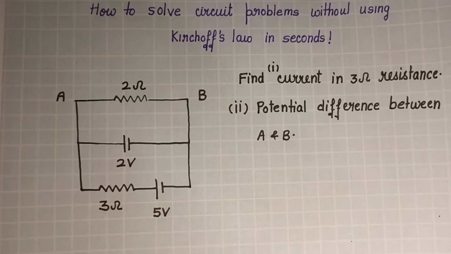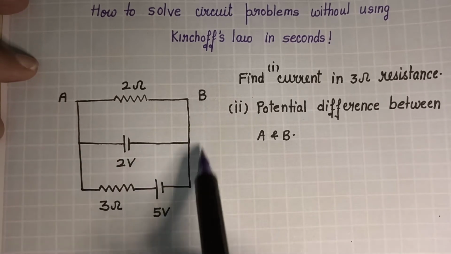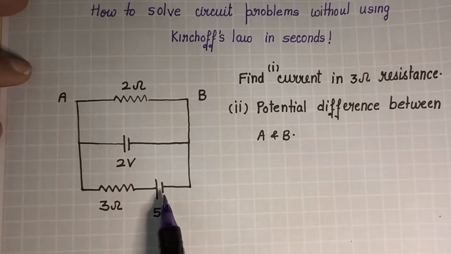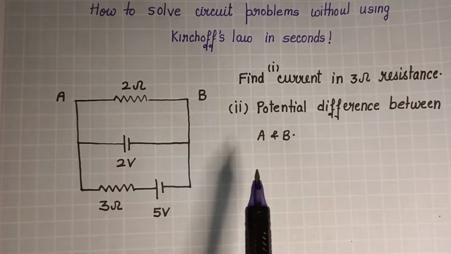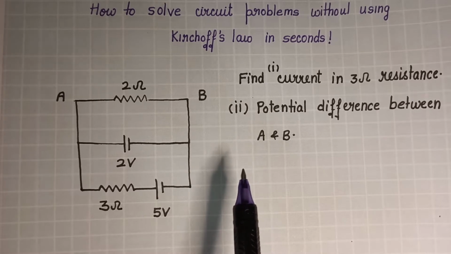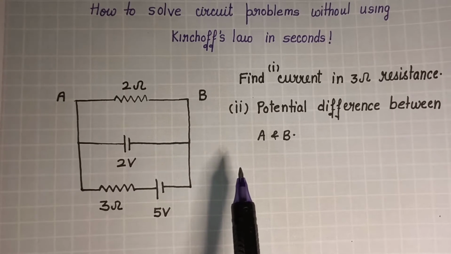Before using Kirchhoff's law, always try this method to solve the circuit problems in seconds. Just observe this circuit. Here, take one point of the circuit to be earth, that means at 0 volts. And with practice, you will easily come to know which point you should take to be 0 volt so that you can solve your problem easily.